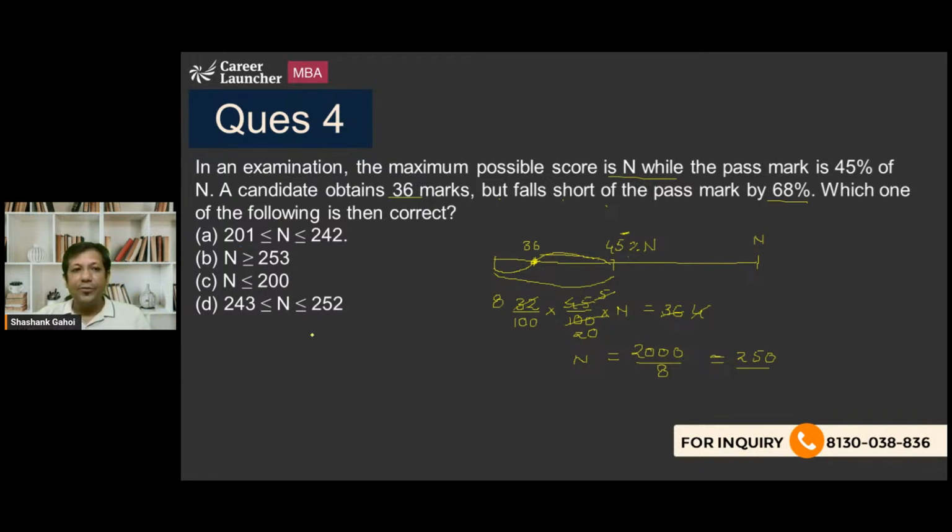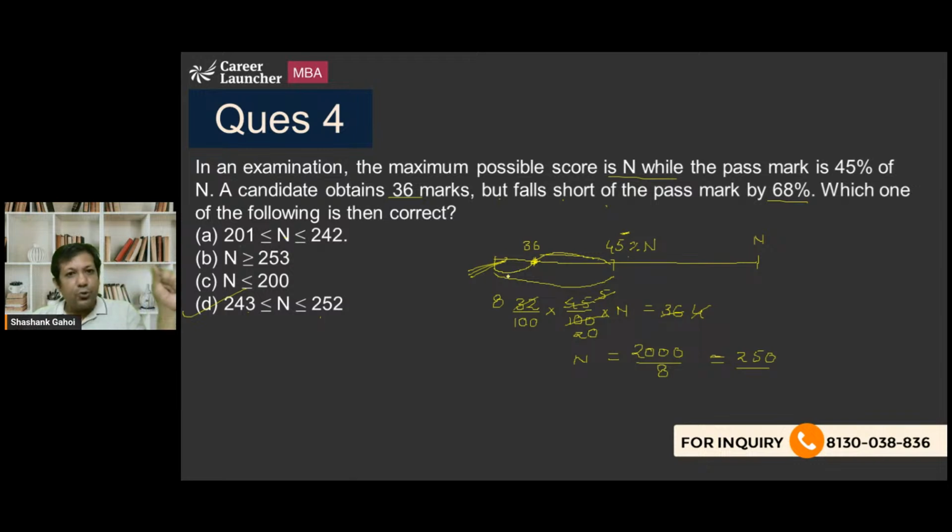But unfortunately, if you see this question, the options are not in terms of values, the options are in terms of inequalities. So you have to check. 250 lies between 243 and 252. So the answer to this question is going to be option D. Now, if this question was giving me the values of n in the options, then more likely I would not have done all those things.